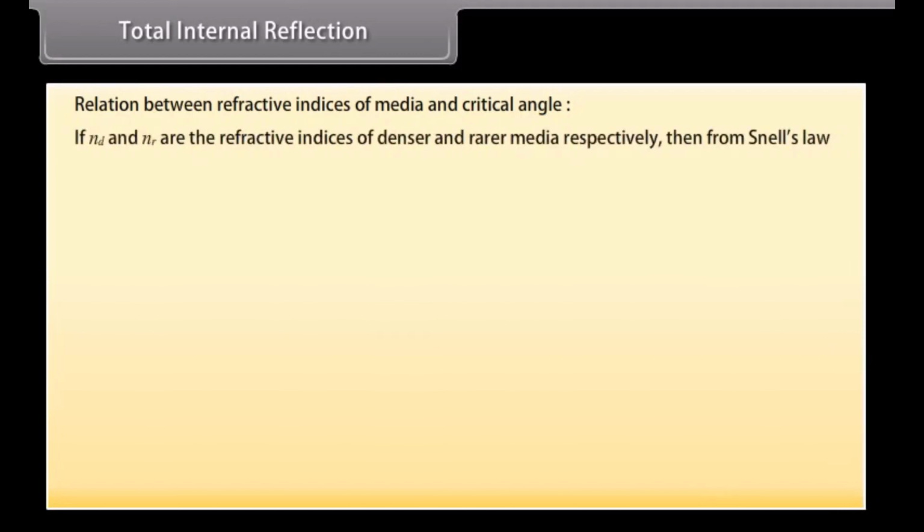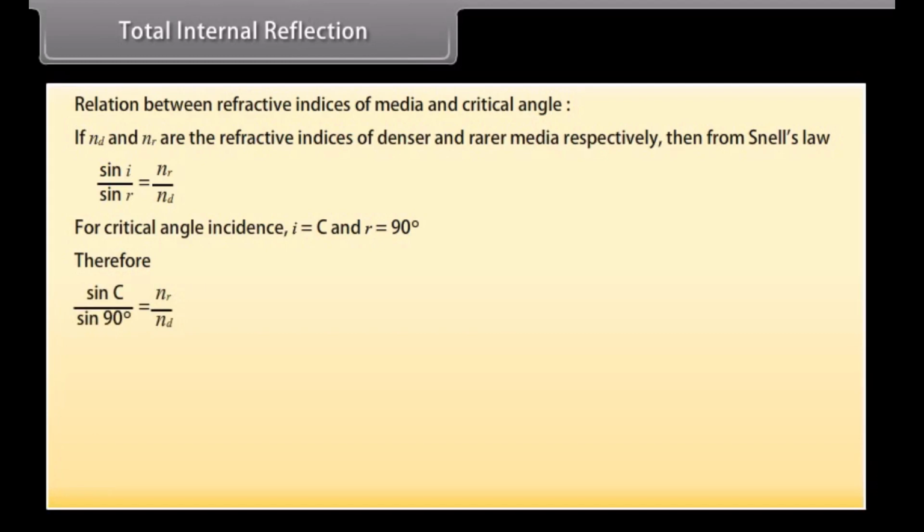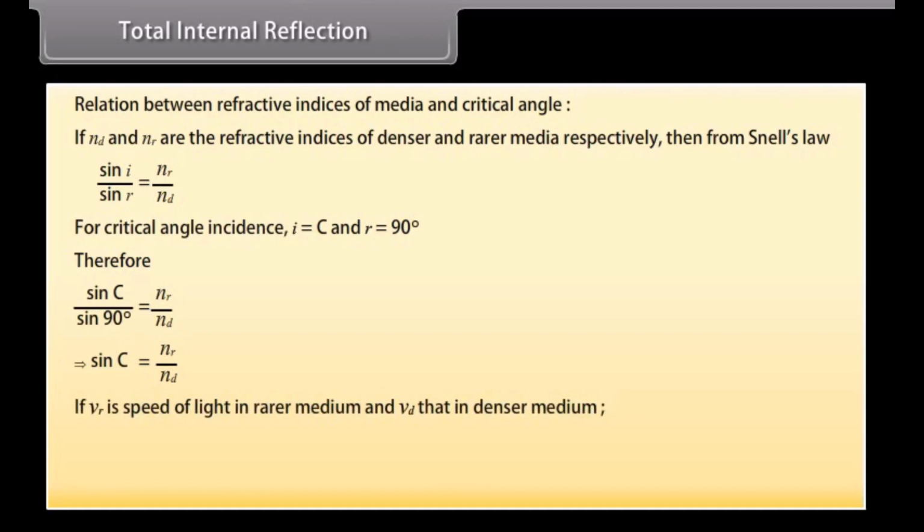If nd and nr are the refractive indices of the denser and rarer medium respectively, then from Snell's law, sin i / sin r = nr / nd. For critical angle incidence, i = C and r = 90 degrees. Therefore, sin C / sin 90 degrees = nr / nd. It implies sin C = nr / nd. If vr is the speed of light in the rarer medium and vd that in the denser medium, then sin C = vd / vr.